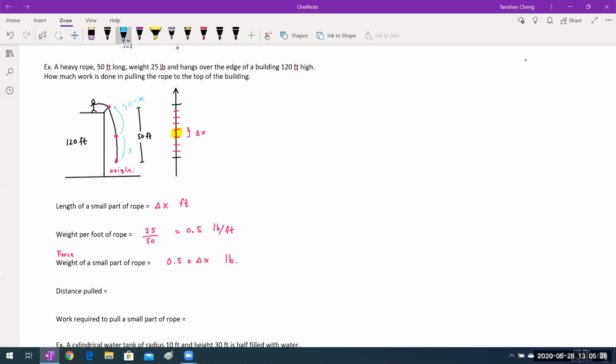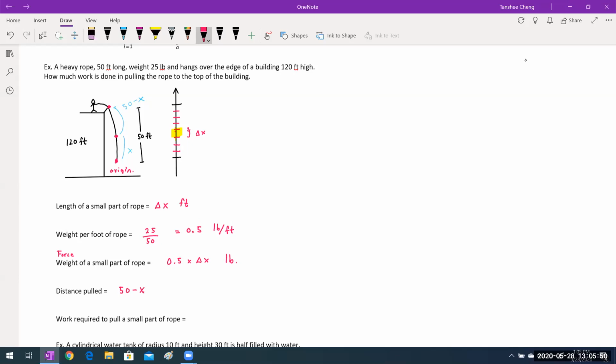If you put your origin all the way on the top, then these two will flip around. x will be measured from the top, and the distance you need to pull up will be x, and where your section originally is will be 50 minus x. So therefore the distance that we need to pull it up right now will become 50 minus x.